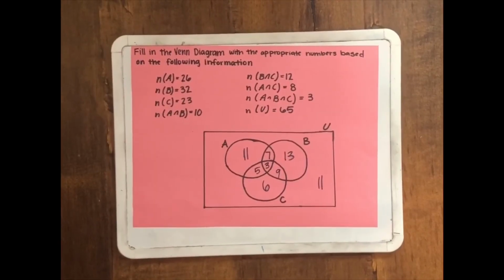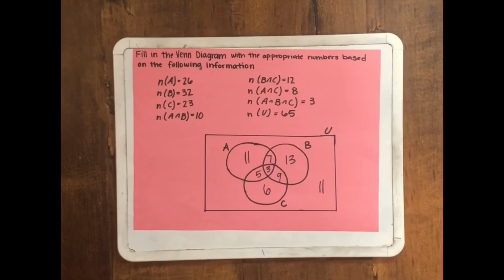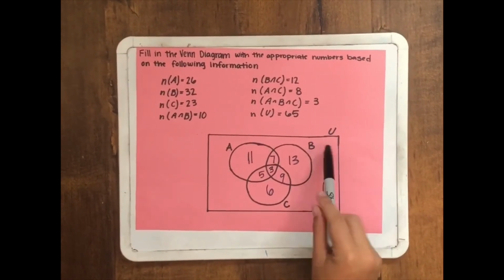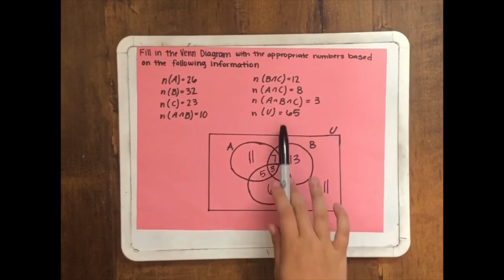So that is all for the problem. If you wanted to check your answers and make sure, you could add all the numbers up within this box and they should add to 65.